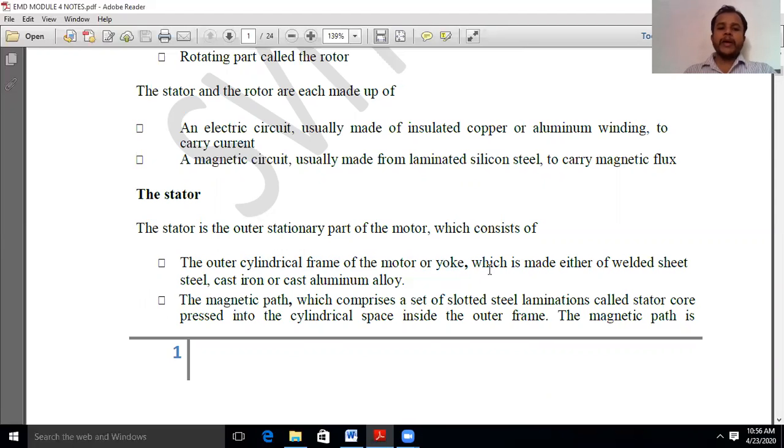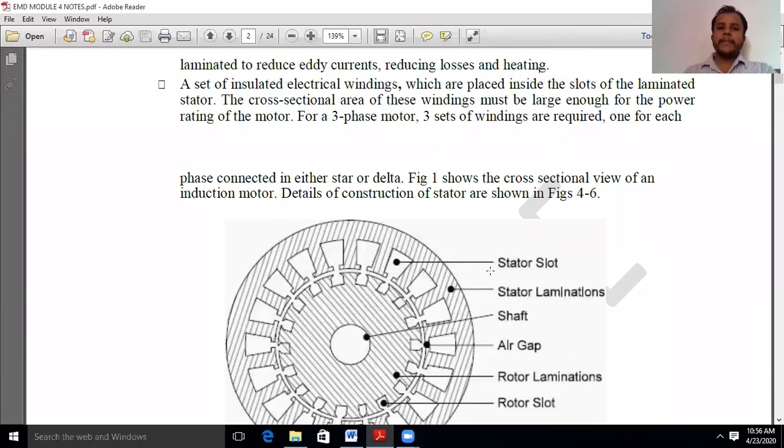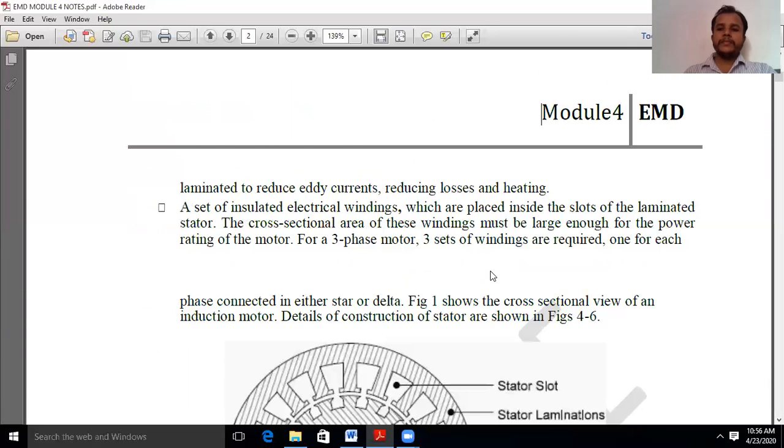Now, the magnetic path comprises a set of slotted steel laminations called the stator core. These are pressed into the cylindrical space inside the outer frame, and the magnetic path is laminated to reduce eddy currents, losses and heat. So the magnetic circuit is laminated to reduce eddy currents and to reduce the losses.